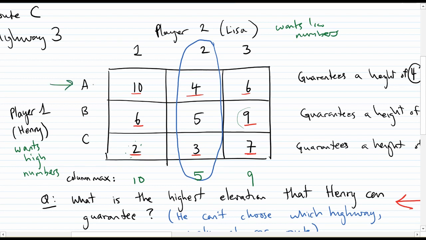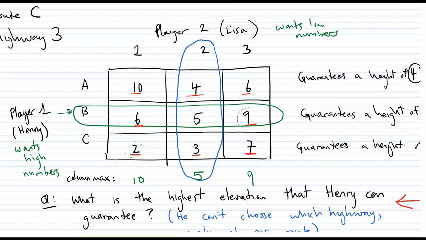because Henry can choose route A, but that would lead to a score of 4, which would not be as good as a score of 5. Or he could choose route C, which would lead to a score of 3, again, not as good as 5. So Henry actually is forced into choosing route B to get the highest score possible in that column.